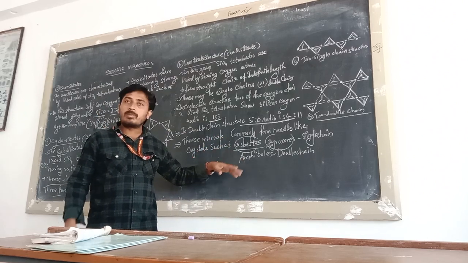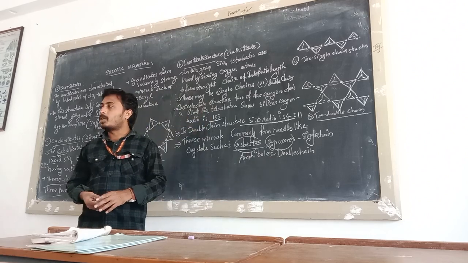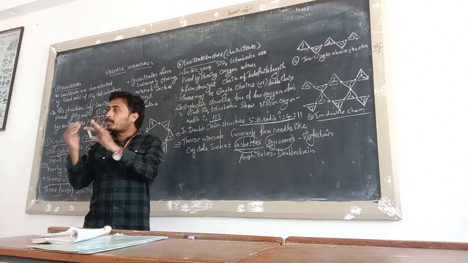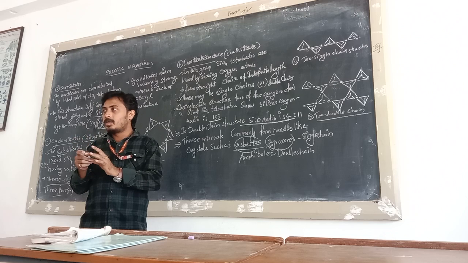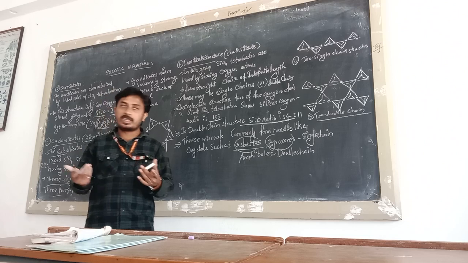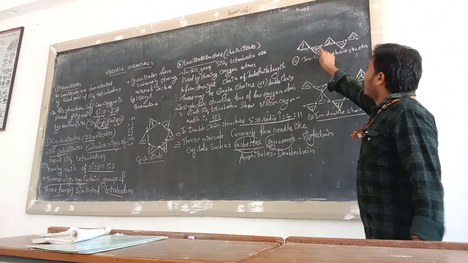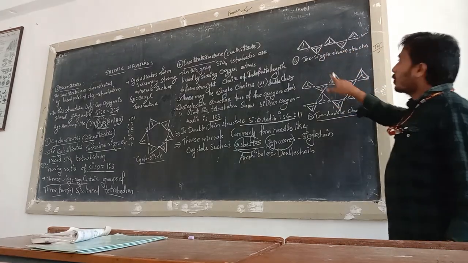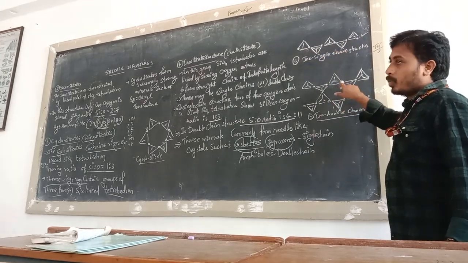And all the amphiboles we consider in the double chain structure. Asbestos will form like fibers, and those fibers are single chains. Amphiboles we see as double chains. So here you can see the structure. It is formed like a single chain. This is a double chain.